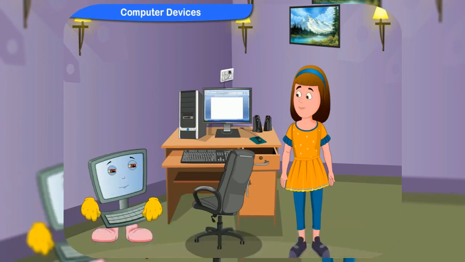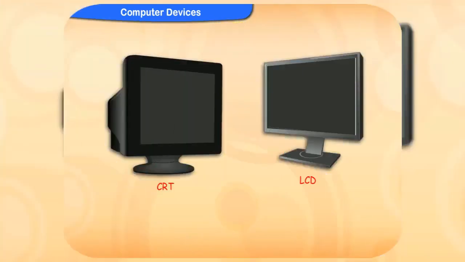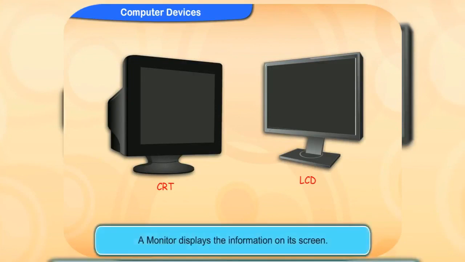Tell me more about each of them. You already know that a monitor looks like a TV. It displays the information on its screen. CRT or cathode ray tube and LCD or liquid crystal display are 2 types of monitor.